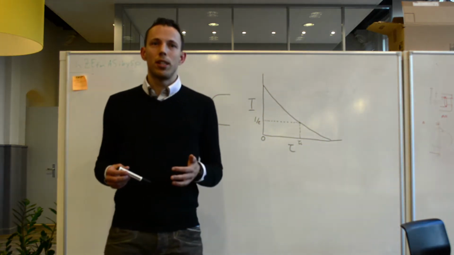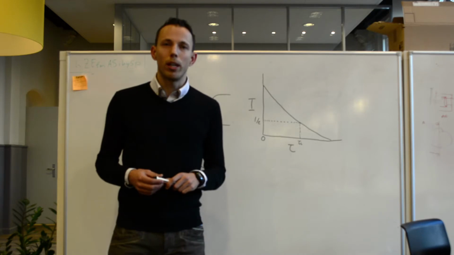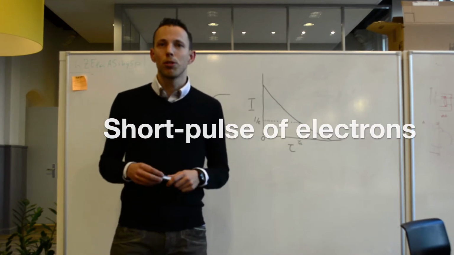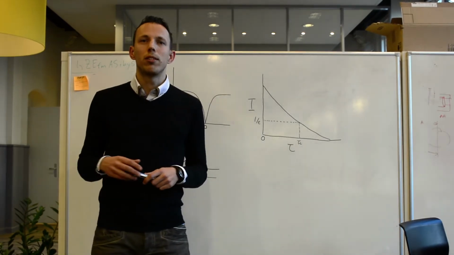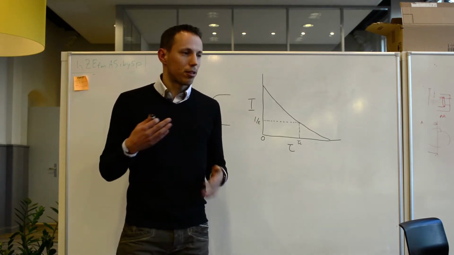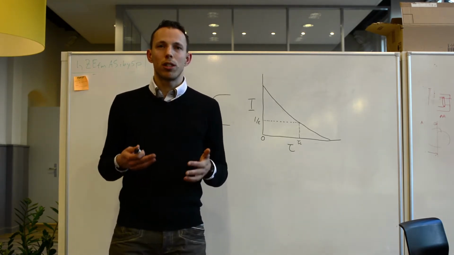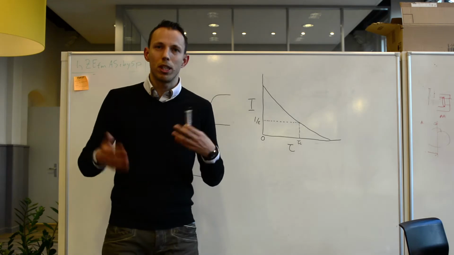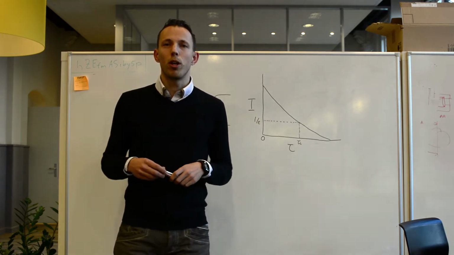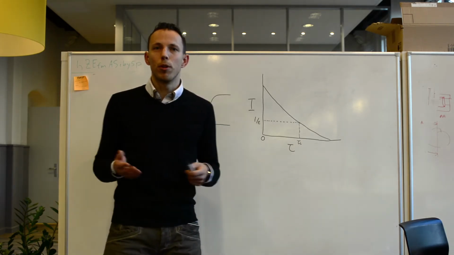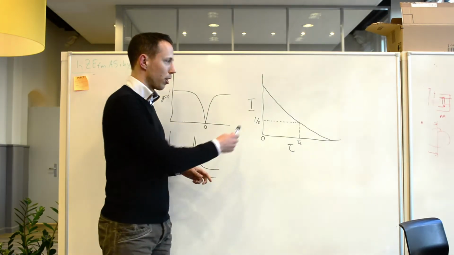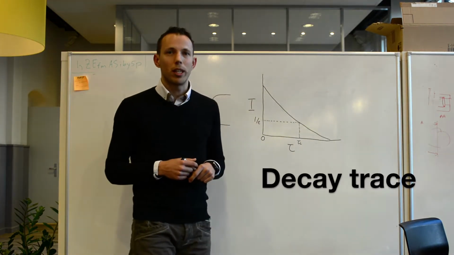Typically in that case the sample is excited by a short pulse of electrons, after which you look at how the light decays. And this emission process is stochastic, and so you repeat the experiment a lot of times, and in that way you build up a histogram of how the sample decays. This is an example of what such a typical decay trace looks like.